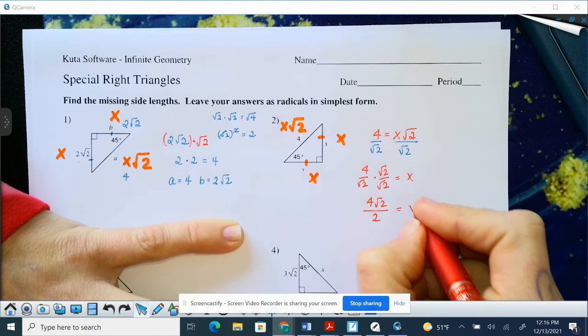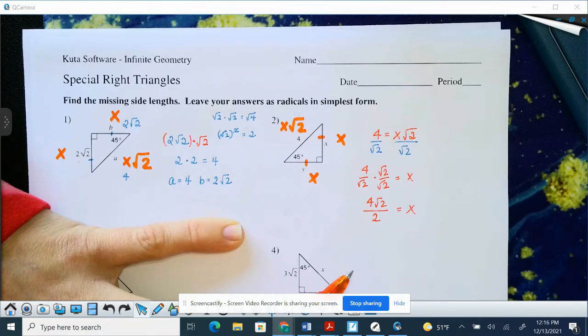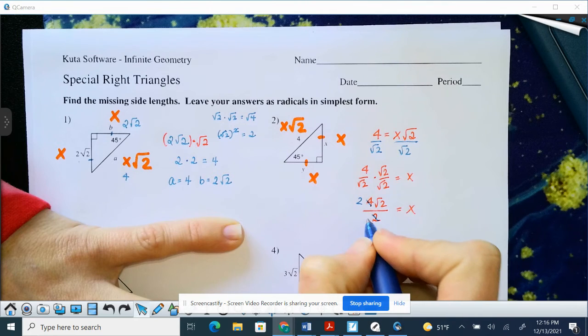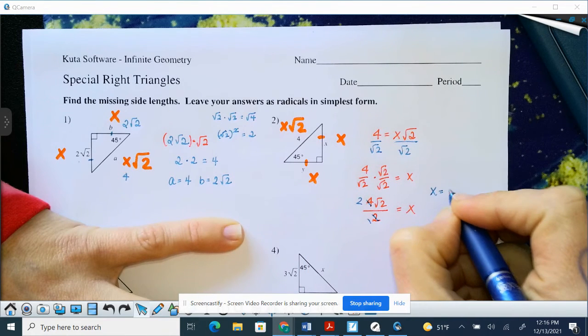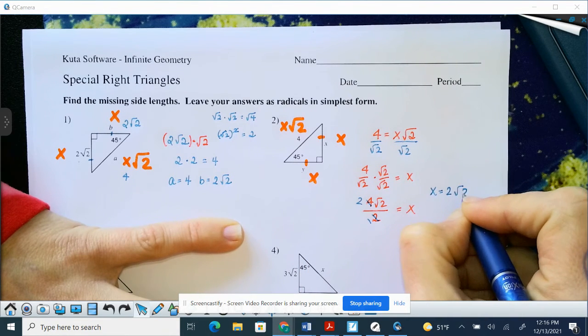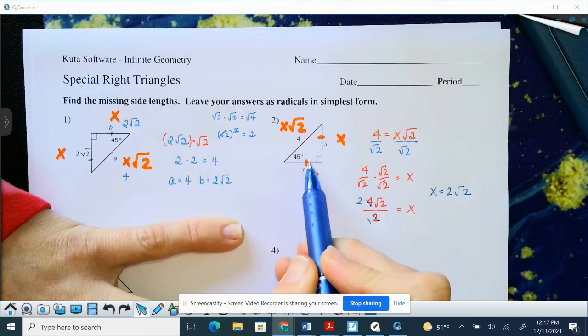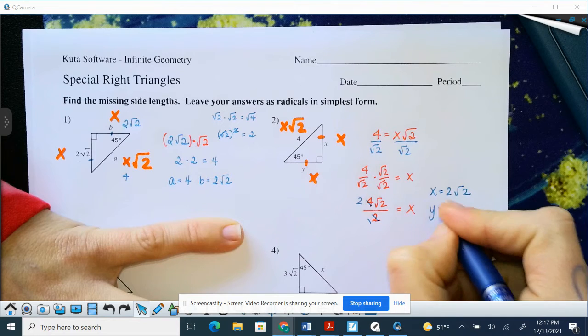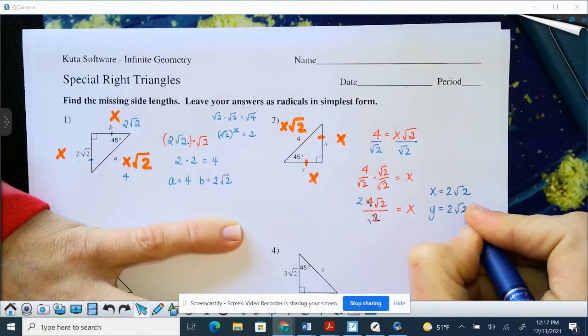And we can simplify this 4 and that 2, if you remember back when we were doing our radicals. So that's going to become 2 over 1. So x equals 2 square roots of 2. And because we know that x and y are the same because of those congruent base angles, then we also know y is 2 square roots of 2 as well.